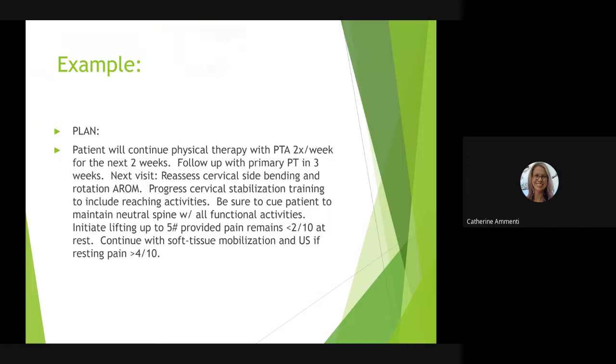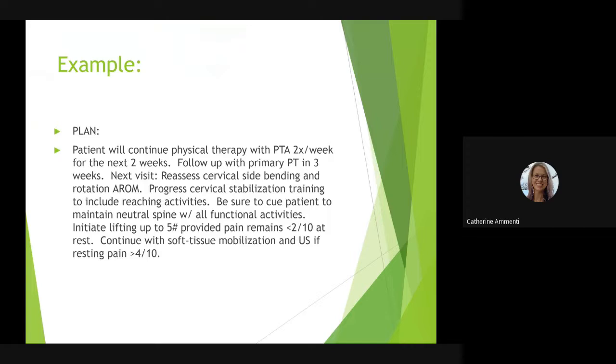You could say progress cervical stabilization isometrics to 30-second holds from 10-second holds. You could say something like that, so that then the next therapist would look and say, okay, they were doing chin tuck or cervical isometrics. They were doing them for 10-second holds. It says in the plan that we can progress them to 30-second holds. Now I know what to do with that exercise. I might say continue with current exercise program with the addition of, and then add that extra exercise.